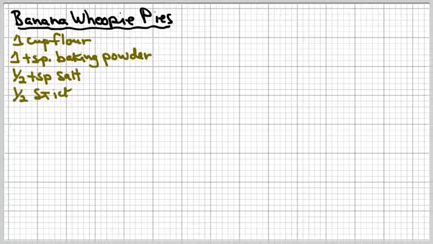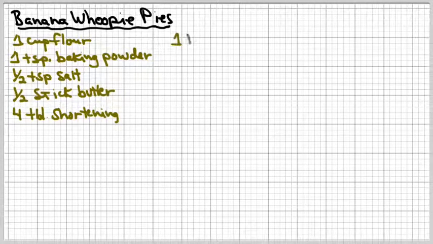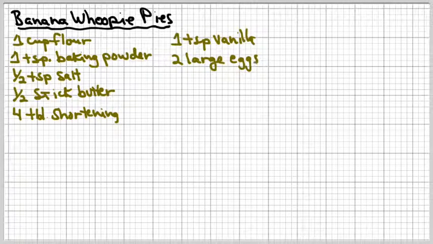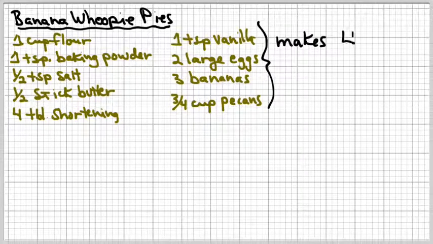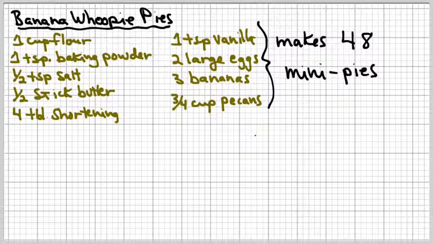So we've got flour, baking soda, salt, butter, shortening, vanilla, eggs, bananas, and pecans. And when you make a batch of these, that will produce 48 mini pies. So let's see what they want us to do in the first part.